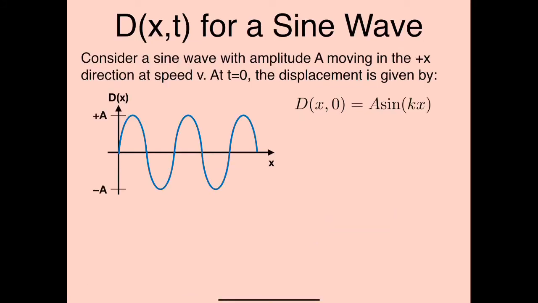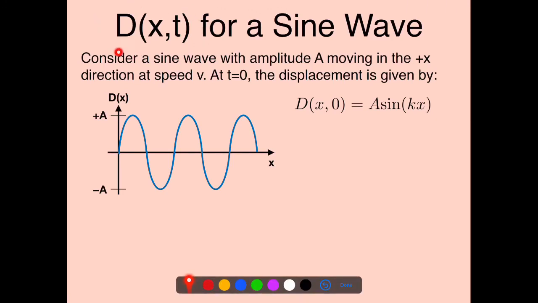Okay, so now we're ready to come up with this function d of x and t, so the displacement as a function of position and time for our sine wave. And what we're going to be considering generally is a sine wave with an amplitude a. And let's say for now it's moving in the positive x direction at speed v. So it's moving this way to the right at speed v.